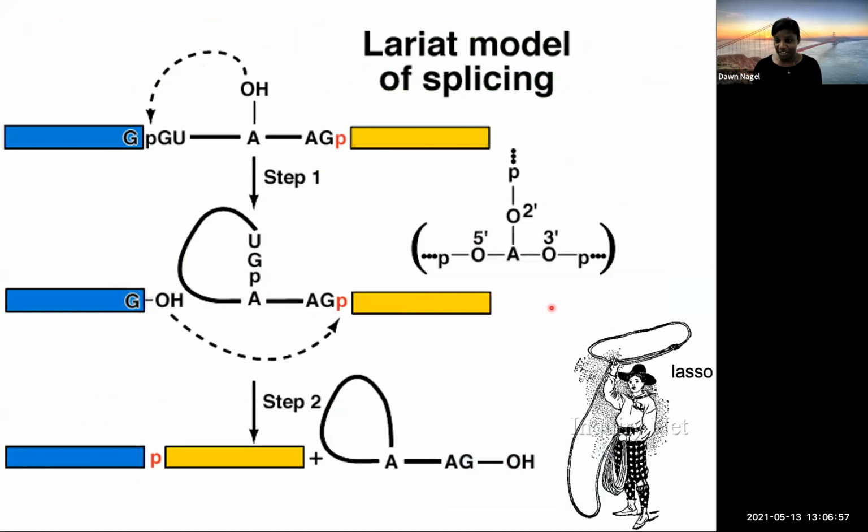The step in removing that intron involves the interaction between the 5' phosphate and the 3' hydroxyl group within that intron. This model is very well studied and understood, and it's usually referred to as the lariat model of splicing, or the lasso type of model, because the way that you remove this intron is very similar to the formation of this lasso or lariat structure.